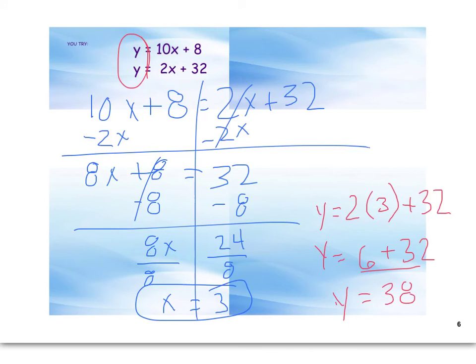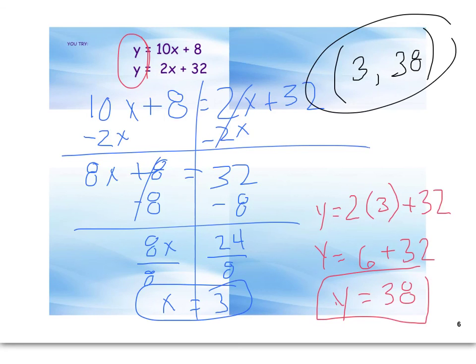38. Now this one also might be a tricky one to graph, since you have such a large number that it might not show up on your graph. Alright, and again, express your answer as an ordered pair, where your x is 3 and your y is 38. Final answer.